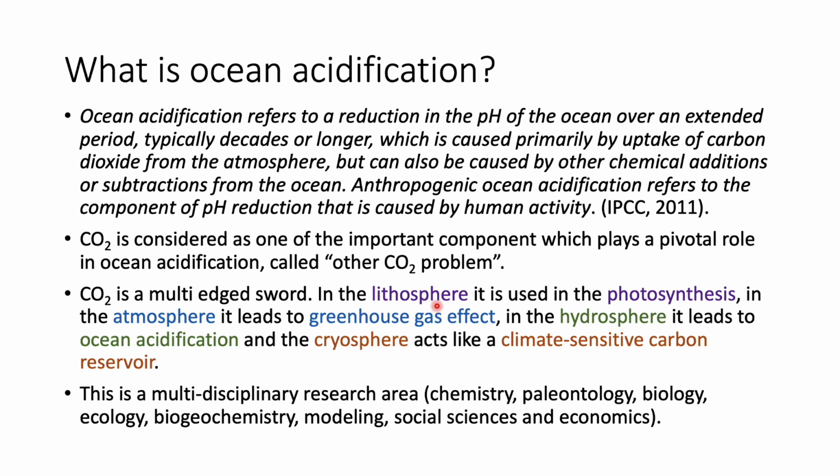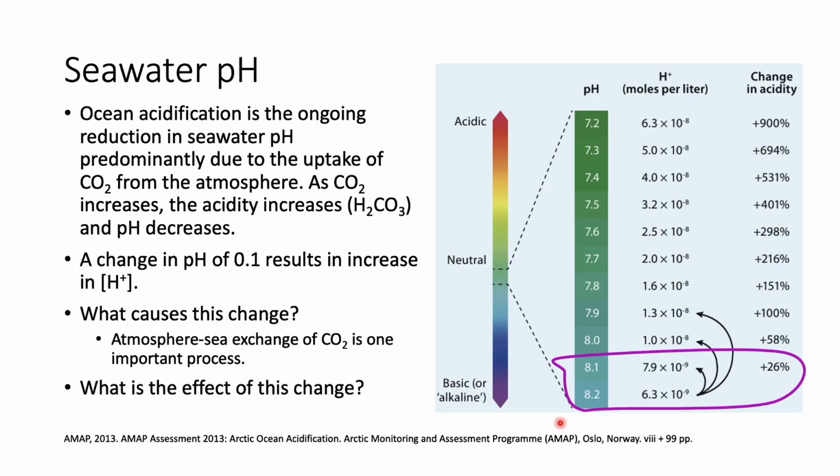The reason is, in the lithosphere it is used for photosynthesis. That is a good aspect. But in the atmosphere it leads to greenhouse gas, which is a bad one. In the hydrosphere it leads to ocean acidification. This again is a bad one. And in the cryosphere, it acts like a climate-sensitive carbon reservoir. It may be a good one. So it can be used as either a positive one or a negative one. That's the reason ocean acidification studies involve multidisciplinary research areas, mainly chemistry, paleontology, biology, ecology, biochemistry, modeling, social sciences, and economics.